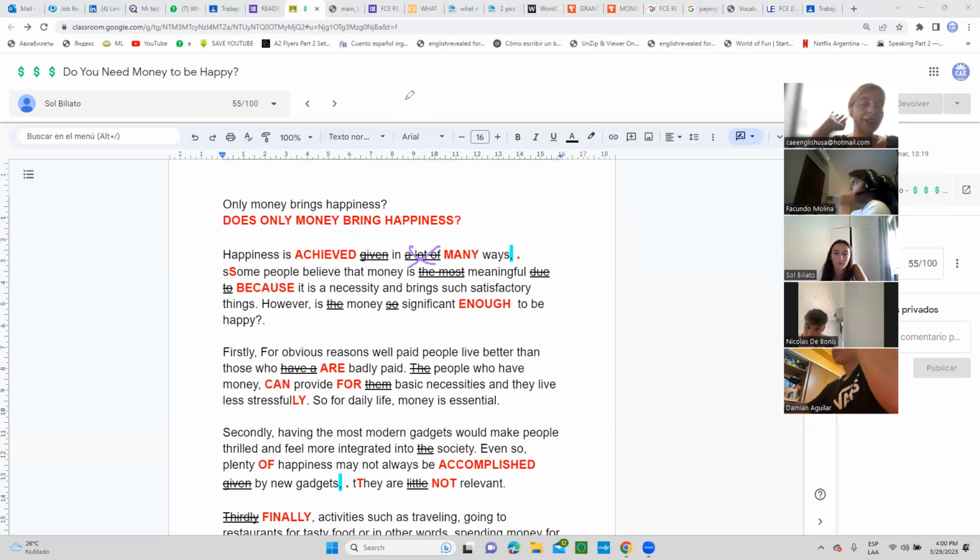And be careful, Sol, and this is for all of you kids, because you are still making mistakes with punctuation. A comma will not join two separate sentences unless you put a linking word, like and, but, so, one of those that we have seen, okay? If you don't put a linking word, a comma will not join two sentences.